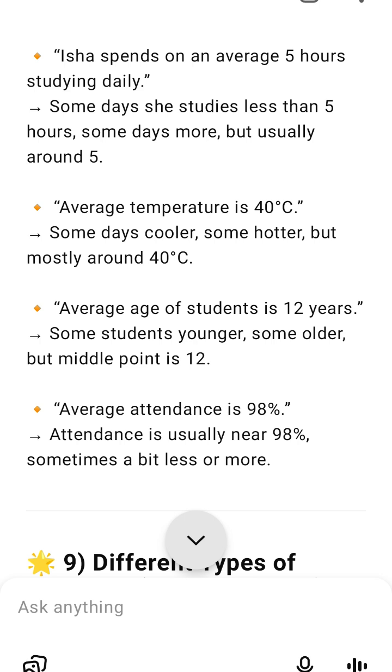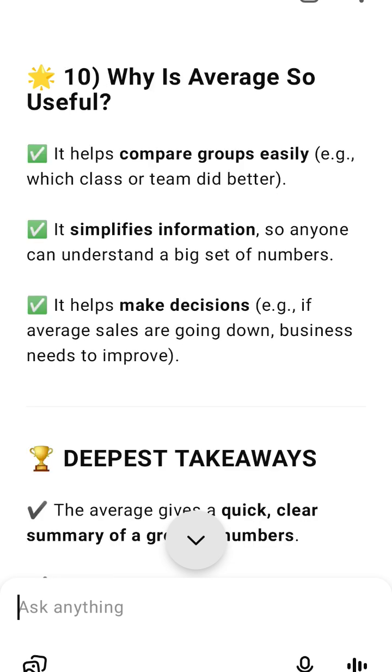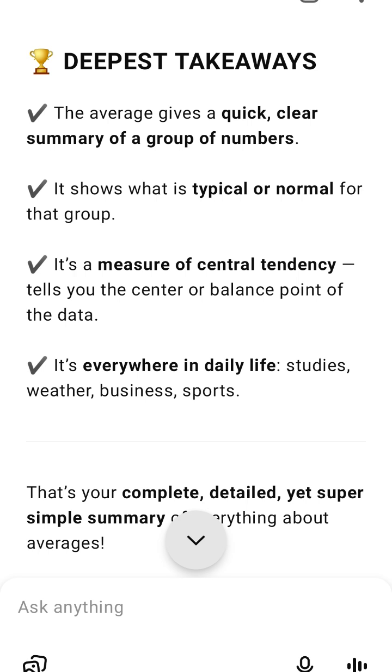Deepest takeaways. The average gives a quick, clear summary of a group of numbers. It shows what is typical or normal for that group. It's a measure of central tendency, tells you the center or balance point of the data. It's everywhere in daily life, studies, weather, business, sports. That's your complete, detailed, yet super simple summary of everything about averages.